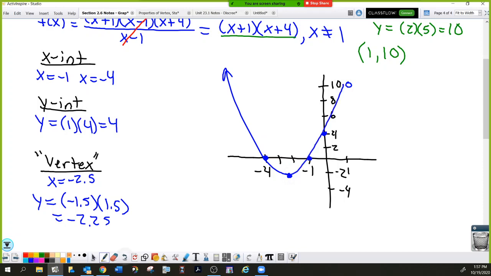Oh, crud. Let's try again. I can do this, I swear. Parabola. There you go. Ta-da!